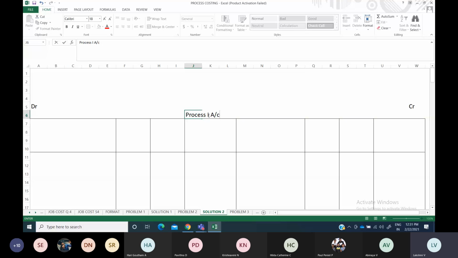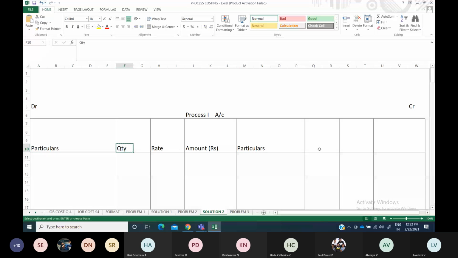For the first process we are going to do it up here. So mention your particulars, quantity, rate, amount, everything you just mention. Quantity, and then amount. Similarly, on the credit side also, please enter process particulars, quantity, rate, and then amount.